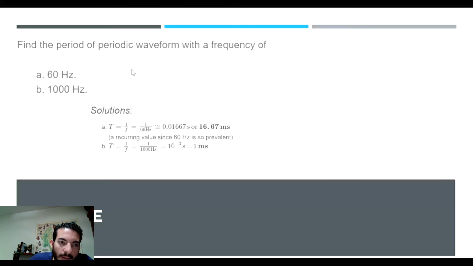Okay, so the question is, we'll find the period if the frequency is 60 Hertz. The solution is obviously the period is 1 over the frequency, so it's pretty simple. 1 over 60 is 0.016, or 16 milliseconds. And for B, 1 over 1000 is 10 to the negative 3 seconds, so 1 millisecond. So a 1000 Hertz wave has a period of 1 millisecond. Okay.